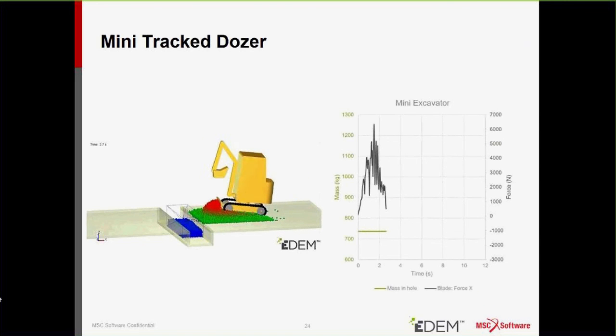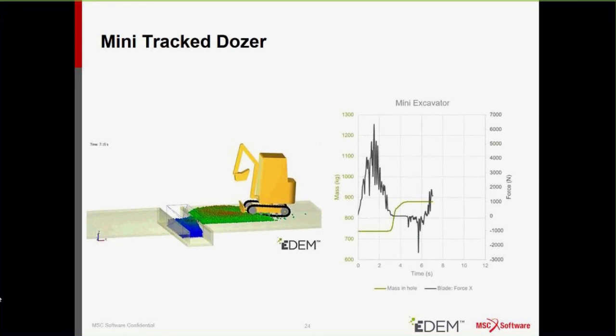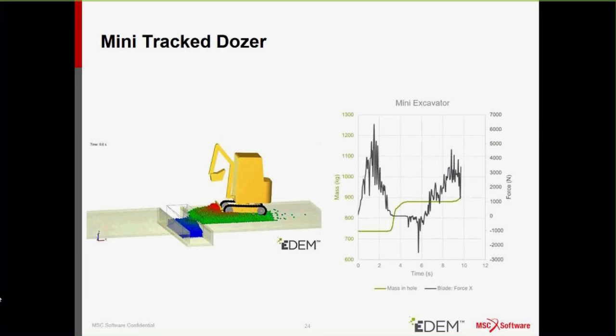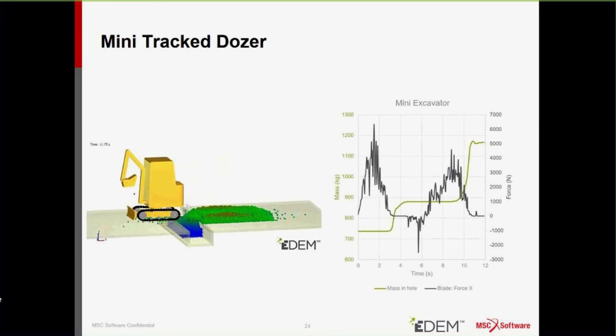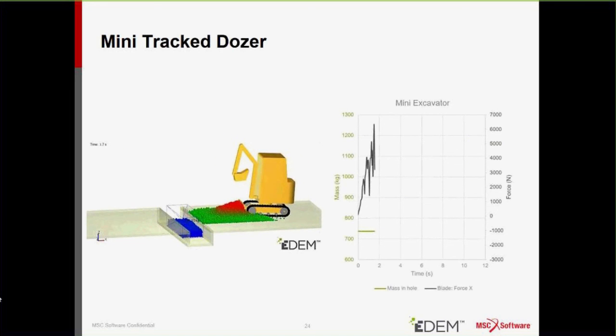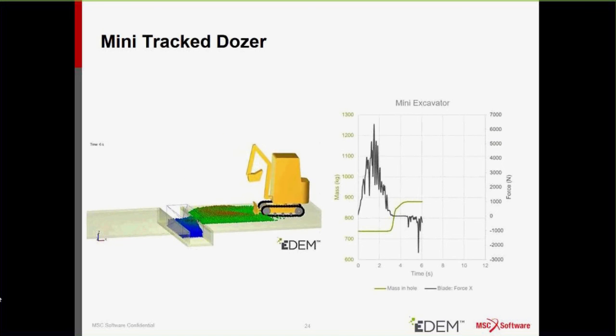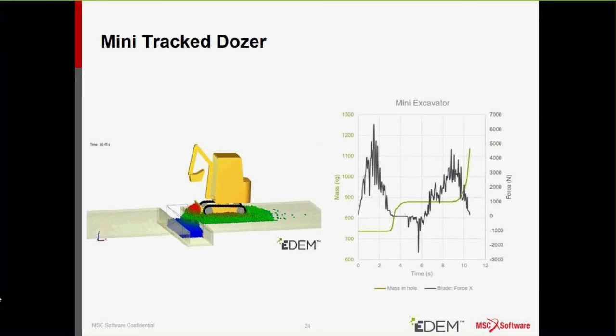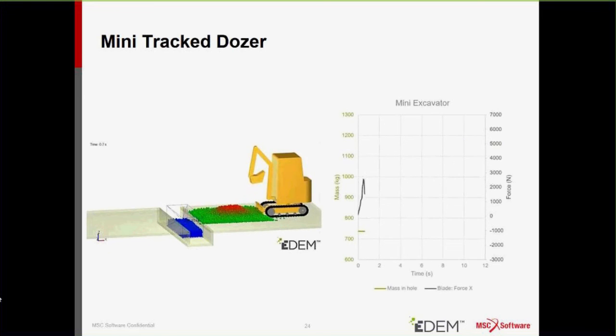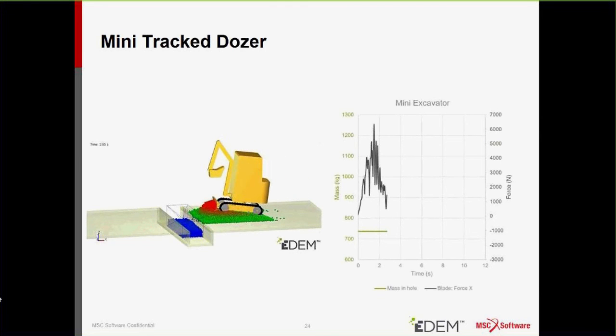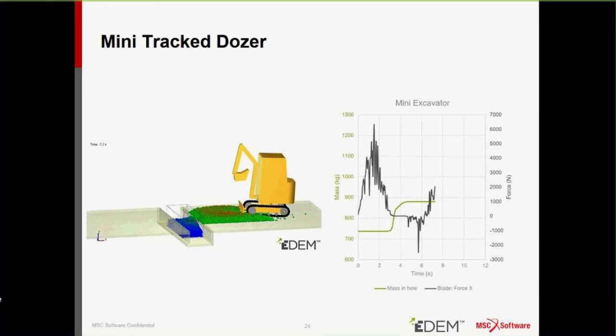The next example is a mini excavator that is trying to make its way over a gap. In order to traverse the obstacle, it first needs to fill the hole with material. On the left, you can see the material being pushed by the mini excavator, colored according to their height. The graphic on the right displays the force acting on the blade at the front of the mini excavator in the X direction, as well as the amount of material that's inside the pit, again measured using one of the virtual sensors that are available in EDEM.